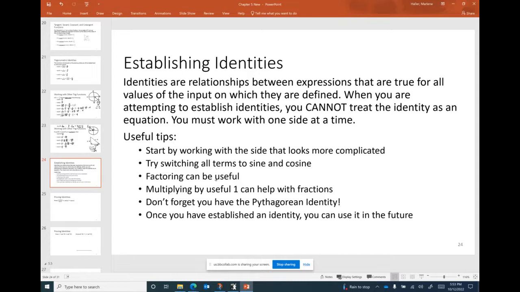Sometimes we have to factor to get to where we want to go. Other times we may need to add or subtract fractions. So multiplying by a useful one can help. In other words, establish a common denominator so I can add or subtract the fractions. Sometimes the Pythagorean identity can help us. Remember the Pythagorean identity? Sine squared plus cosine squared equals 1. And once you've got an established identity, you can continue to use that new identity in the future.